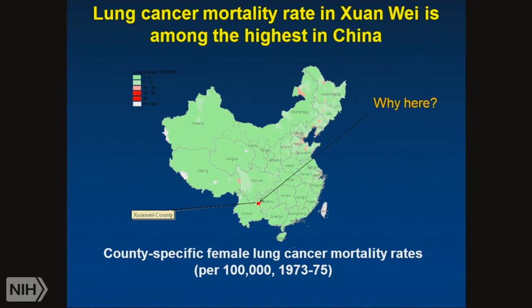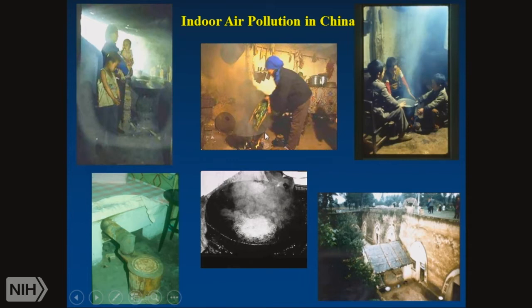Here's an example of an environmental cause. When we look at the maps, Xuanwei province in China, the county-specific mortality rates based on a map were super high. And when you go there, what do you see? Well, they have indoor ovens that create incredible levels of indoor pollutants. They have ovens underneath the beds called kangs that they use for heating. And those smoky coal ovens result in extremely high rates of lung cancer in that province.